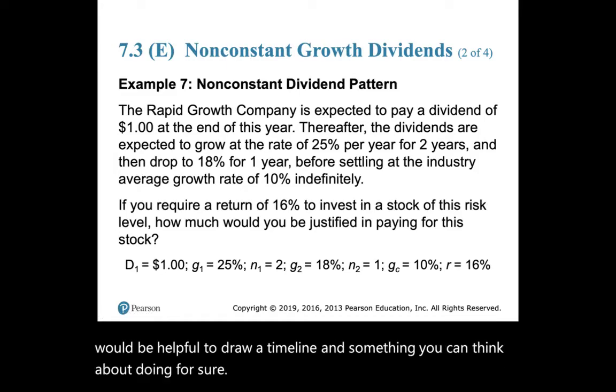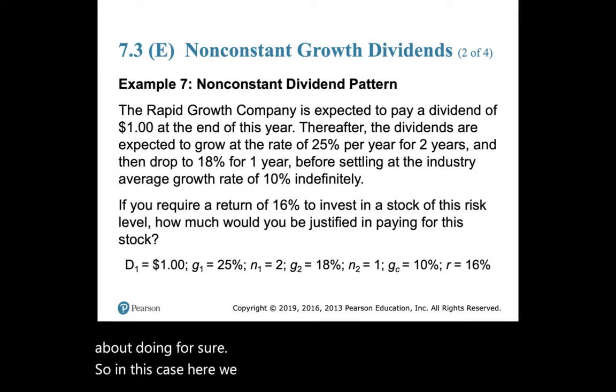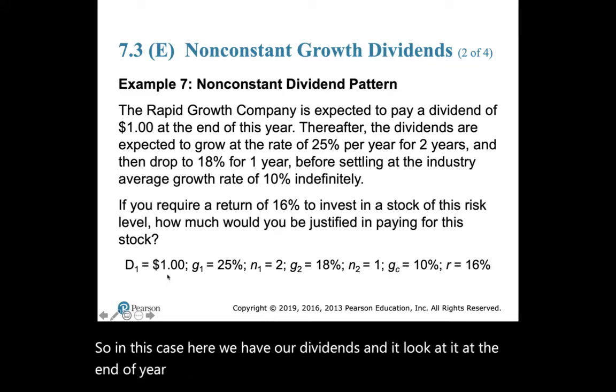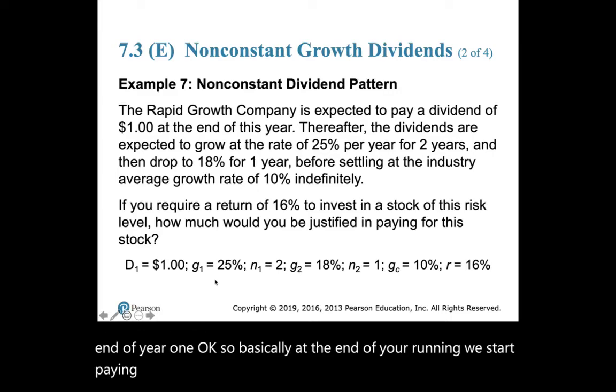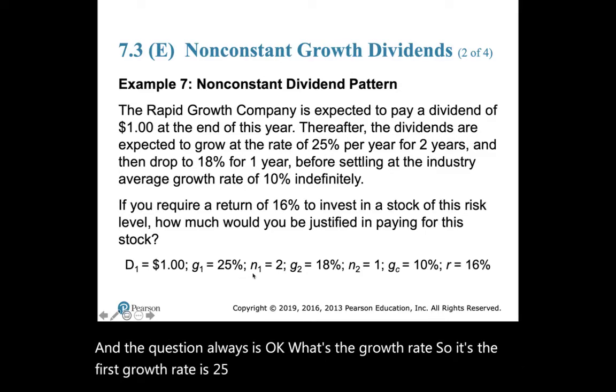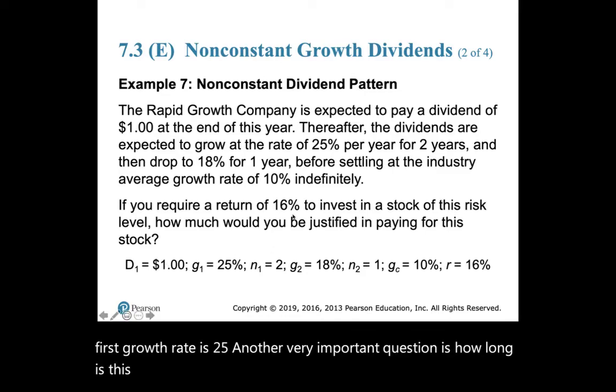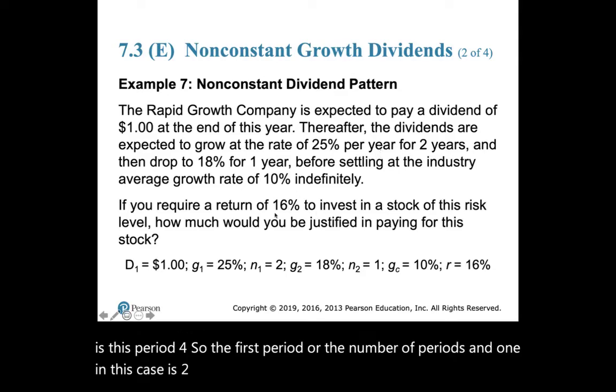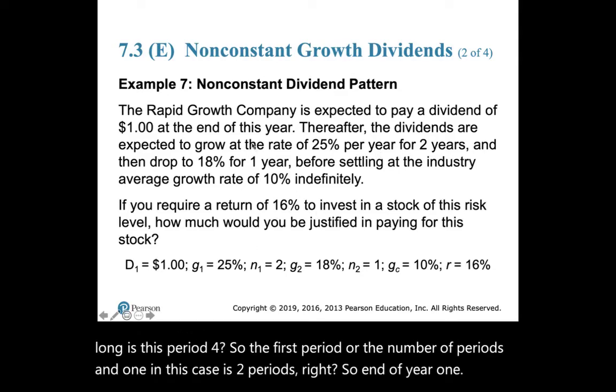In this case, we have our dividends, and it's at the end of year 1. So at the end of year 1, we start paying dividends. The question always is, what's the growth rate? The first growth rate is 25%. Another very important question is, how long is this period for? The first period, or the number of periods, N1 in this case, is 2 periods. So at the end of year 1, we start paying dividends.